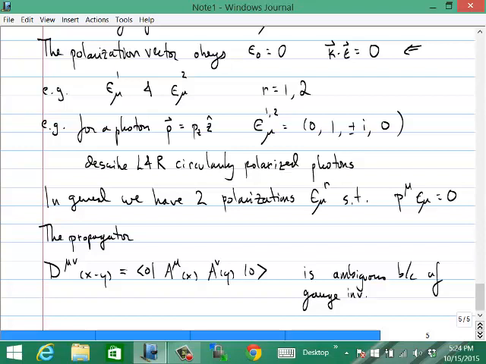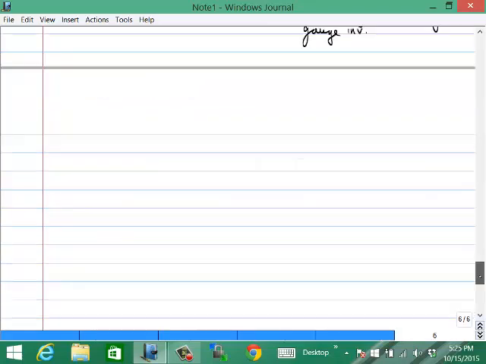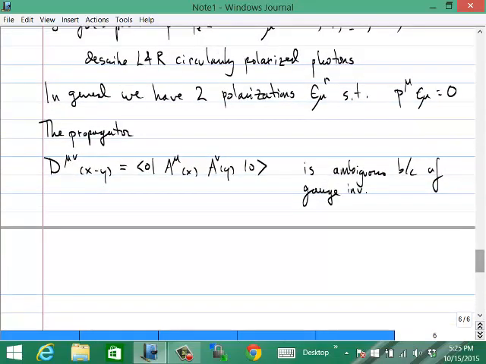And if your theory is gauge invariant, if charge is conserved, the answer that you get will be independent of your choice of gauge fixing. So you just choose whichever one makes your life most convenient. And in fact, it's easy to guess what the propagator is in the gauge that we have chosen.